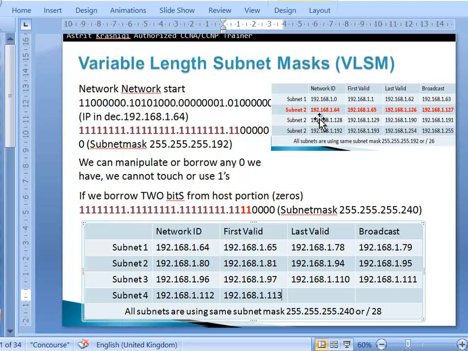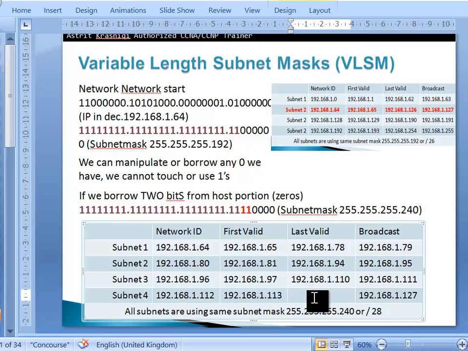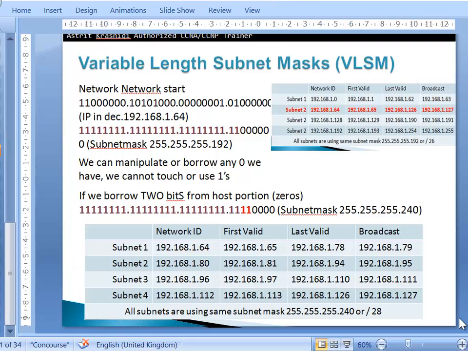Subnet 3 here. So we have reached the maximum. We have reached the top. So the broadcast is 192.168.1.127. And the last valid address for subnet 4 is 192.168.1.126. So what we did here, we took subnet 2, right? Those were the given addresses, and we subnetted even further. We created another 4 subnet addresses.